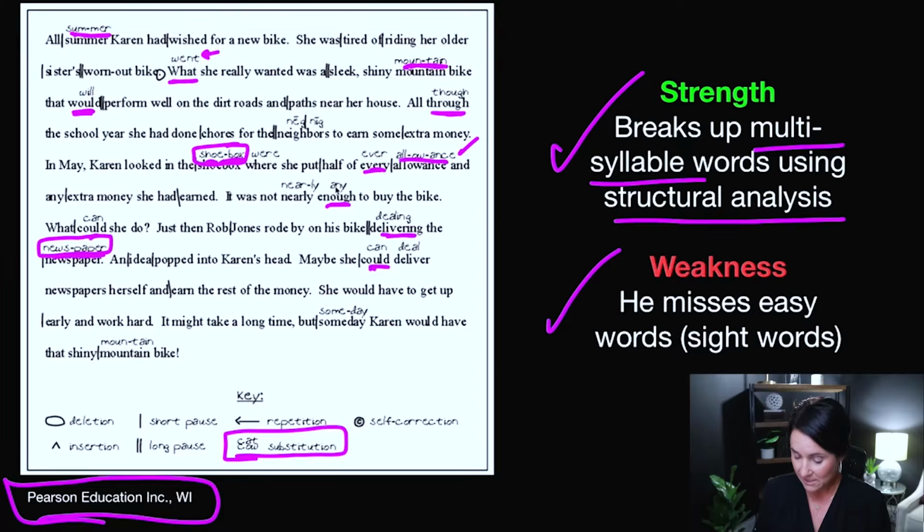You might call it morphology. You might call it syllabication, whatever you call it in your classroom. And then his weaknesses, he misses easy words or sight words, or we also call those high frequency words, all right? Now, I've done my first part of the task. I've identified a strength and I've identified a weakness. Now I need to write it and cite specific examples.